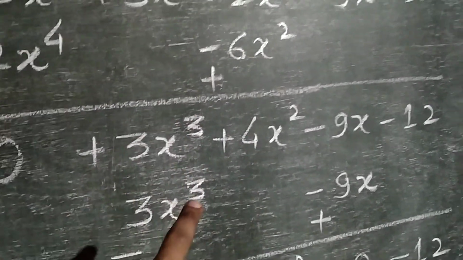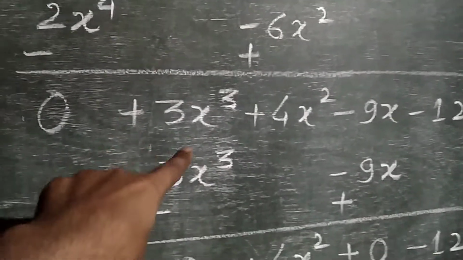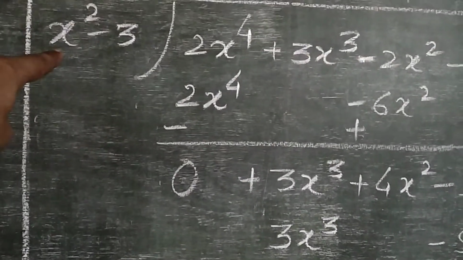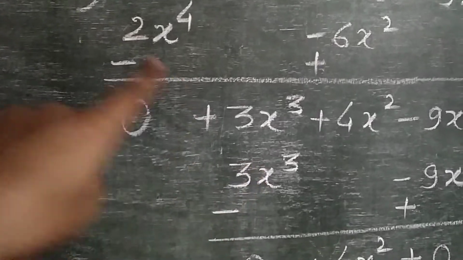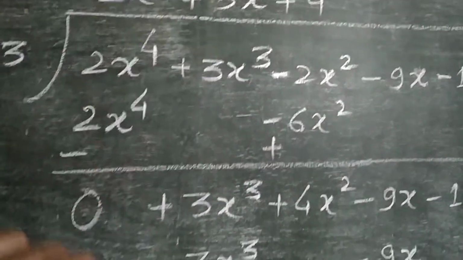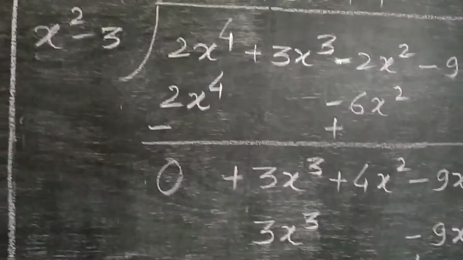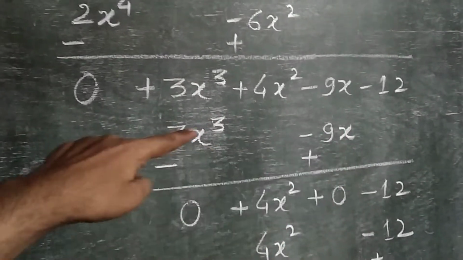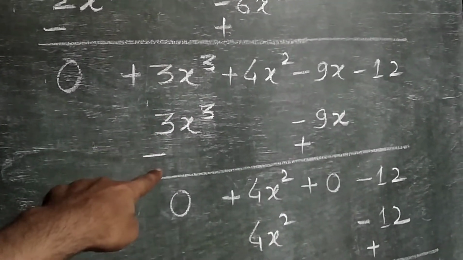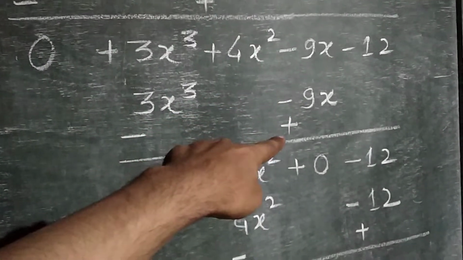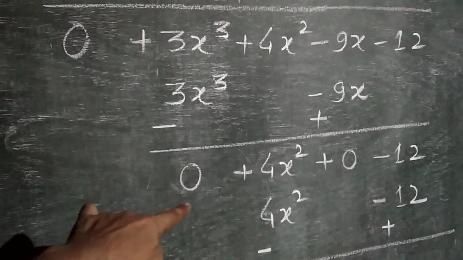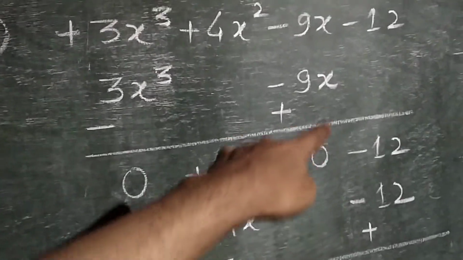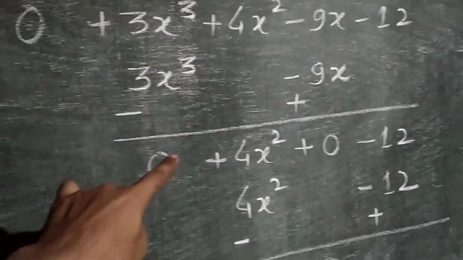Now this remainder we will treat as the new dividend. Its highest order term is 3x cube. Now we will divide it by the highest order term of the divisor, that is x square. So 3x cube divided by x square, we will get 3x. Now we will multiply 3x by the divisor x square minus 3. We will get 3x cube and minus 9x. It is of plus sign. On subtracting, it will become minus, and the minus will become plus. So we will get here 0, 4x square as it is, minus 9x plus 9x, it will become 0, minus 12 as it is.